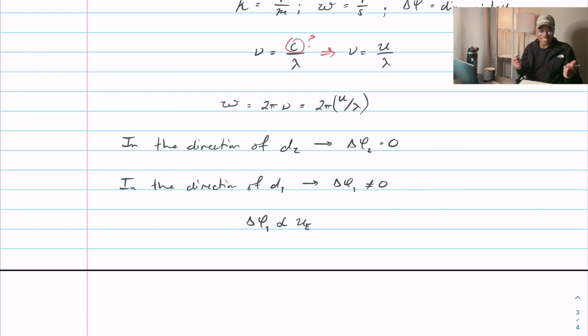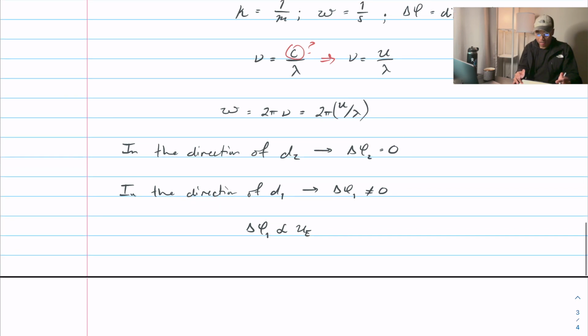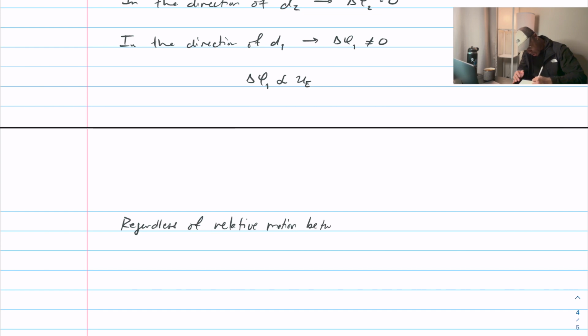They expected to see the same thing with the ether wind, but this was not the case. So what does this actually mean? This means, and this is what Einstein deduced, that regardless of relative motion between observers, the speed of light is constant.